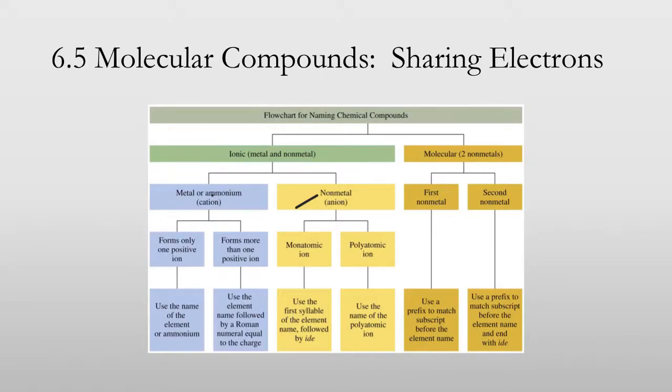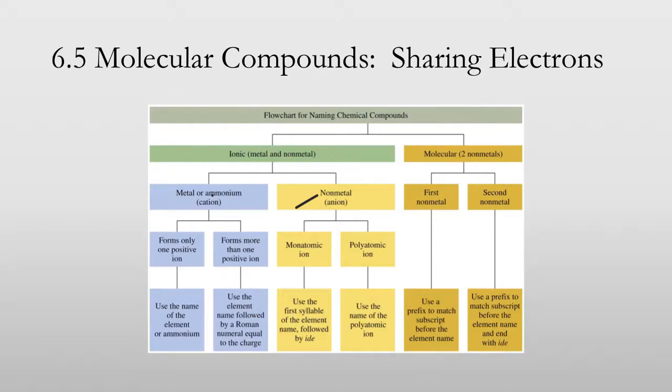And then for the nonmetal part, you have monoatomic ions, meaning not polyatomic, but just one atom that is charged. You use the first syllable of the element name followed by "ide." If it's a polyatomic ion, you use the name of the polyatomic ion. And then for molecular compounds, which exist between two nonmetals, you have the first nonmetal named.